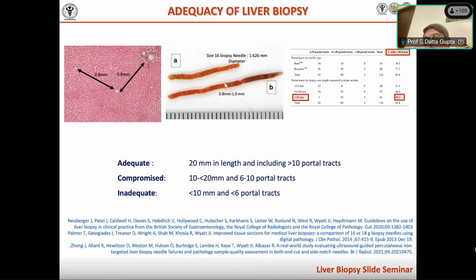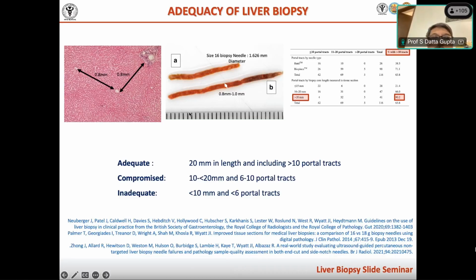Now, what is an adequate biopsy? Especially for chronic and other diseases, what is adequate is a 20 millimeter or 2 centimeter length, which includes more than 10 portal tracts. If it is between 10 and 20 millimeters, or 1 and 2 centimeters, it generally has between 6 and 10 portal tracts. You could use the term compromise; it's a compromised liver biopsy. It doesn't mean that you can't make a diagnosis. You can, but in some cases it may not be that accurate. And of course, inadequate is less than 1 centimeter, less than 6 portal tracts.